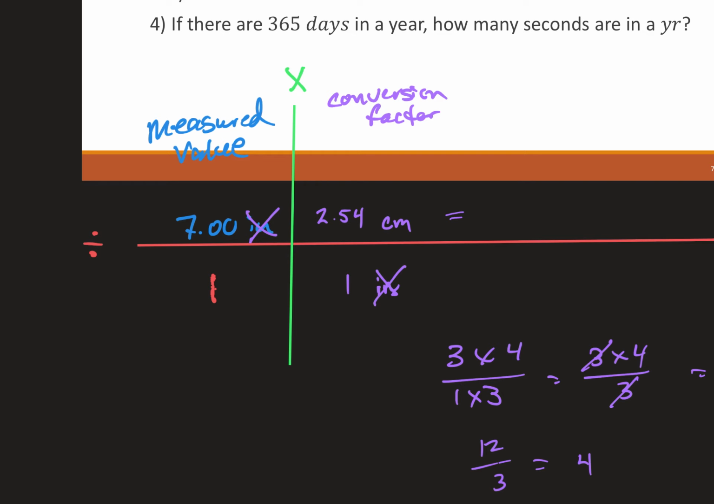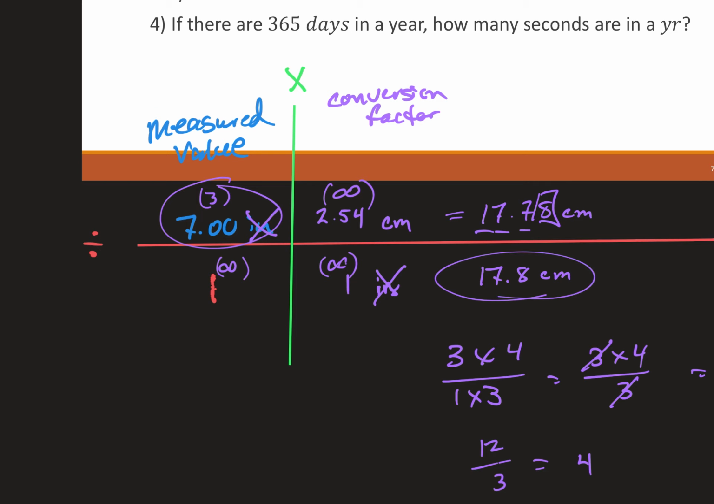So 7 times 2.54. We have 3 sig figs, actually, I'm sorry, not 3. We have infinitely many, and this is also infinite if you're even going to include it. So this comes out to 17.78 centimeters, and the number with the fewest sig figs is 7.00. So 1, 2, 3, we have an 8 there. This rounds up to 17.8 centimeters.